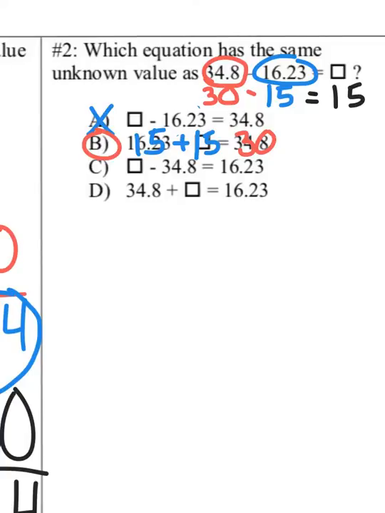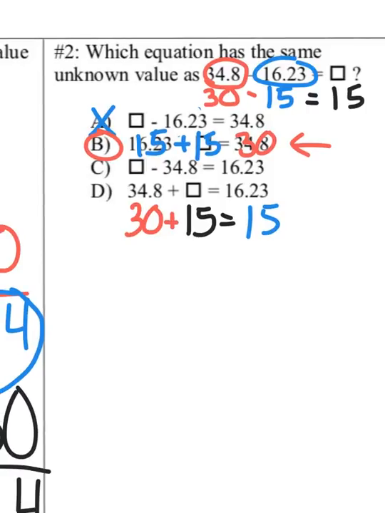I'm not really doing the real actual calculations. I'm just making 34.8 into 30, 16.23 into 15, and obviously the square would be 15, and finding the one that makes sense. And there's only one that makes sense, and that one is going to be letter B. And I'll prove it to you. Let's take a look at D. D would be 30 plus the square, which is 15, equals 15. That does not make sense at all. That would be 30 plus 15, which should be 45, not another 15. And that's how you do number 2, which is letter B.